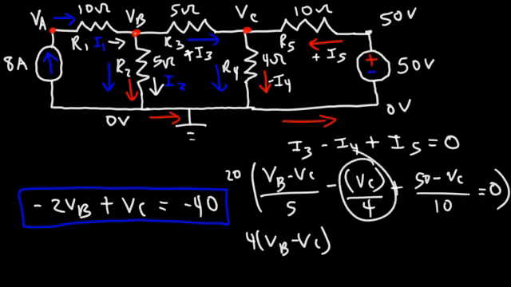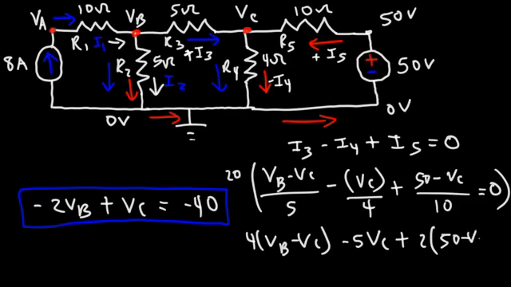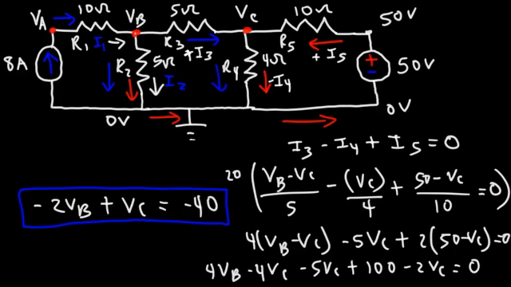Now let's multiply this by 20. 20 divided by 4 is 5. So this is going to be minus 5 VC. And then 20 divided by 10 is 2. So we're going to have plus 2 times 50 minus VC, and that's equal to 0. Now let's distribute the 4. So we're going to have 4 VB minus 4 VC minus 5 VC, and then 2 times 50 minus VC, that's going to be 2 times 50, which is 100, and then minus 2 VC, and that's equal to 0.